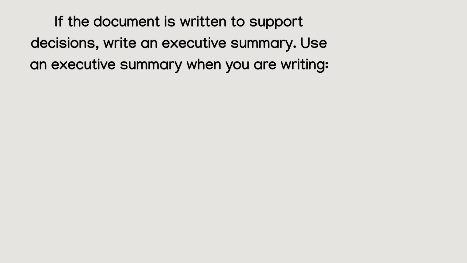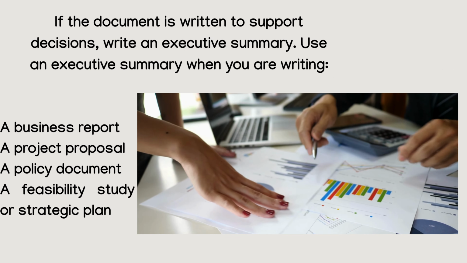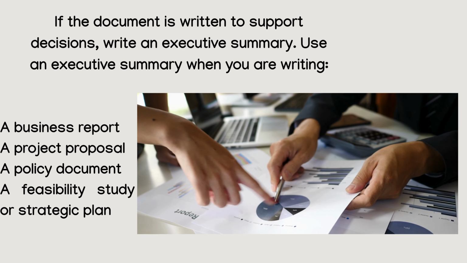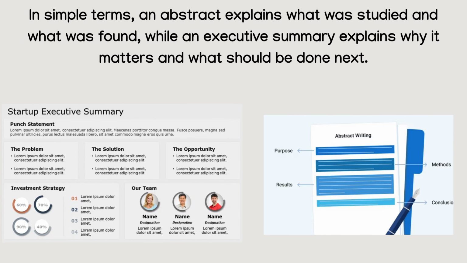Use an executive summary when you are writing a business report, a project proposal, a policy document, a feasibility study, or a strategic plan. In simple terms, an abstract explains what was studied and what was found, while an executive summary explains why it matters and what should be done next.